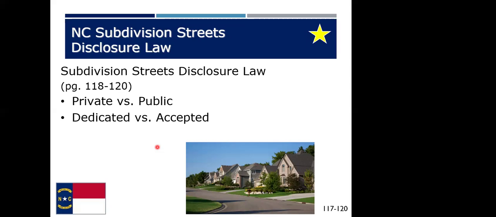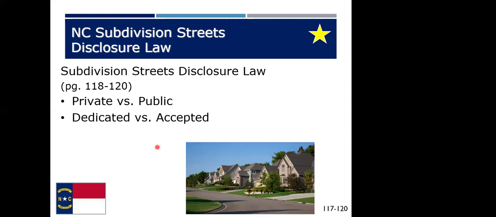Now, I'm not talking about whether or not you can drive on it or not. We're talking about who maintains it. Public streets are going to be maintained by the North Carolina Department of Transportation or the DOT. Private streets are maintained by the homeowners that live on that street. There's usually going to be an HOA or special assessments for snow removal. What do we do if we get a pothole? Things like that. So private versus public.